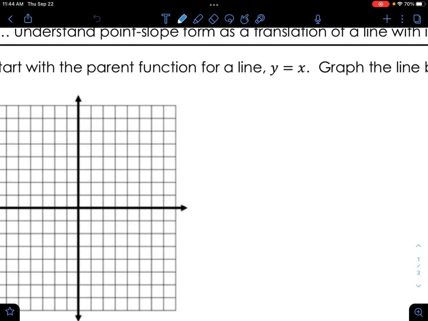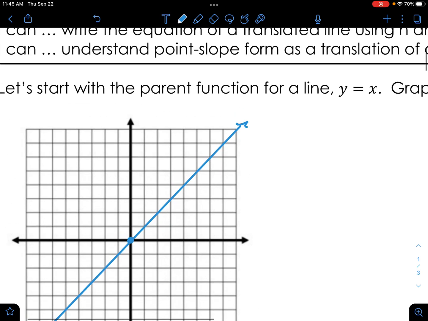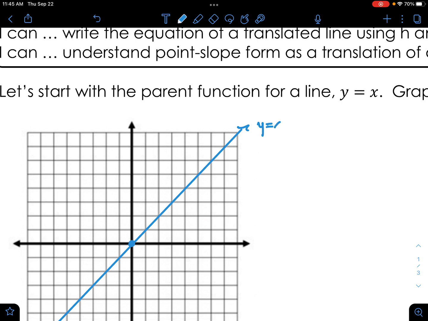So the first thing that we're going to do is start with the parent function, the line y equals x. We know the line y equals x has a y-intercept at 0, 0, and that it has a slope of 1. So this parent function looks like this. The domain of y equals x is going to be negative infinity to infinity, and the range is also going to be negative infinity to infinity.